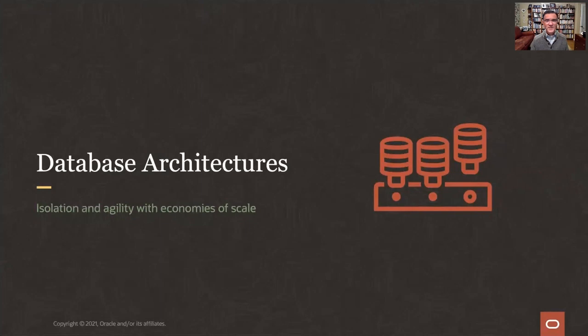Okay, I showed you this phrase before, didn't I? I like it. Isolation and agility with economies of scale. That's the key thing, I think, for database architectures, particularly cloud database architectures. Now, whether it's OCI, another public cloud perhaps, or your private cloud, this is the way to go. Multitenant delivers on this promise. It's the architecture of the cloud.